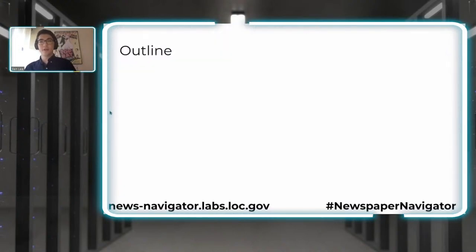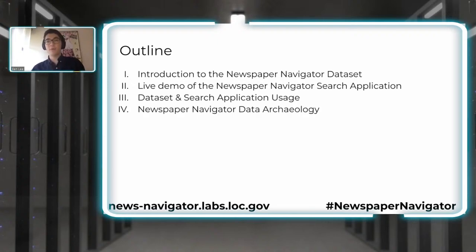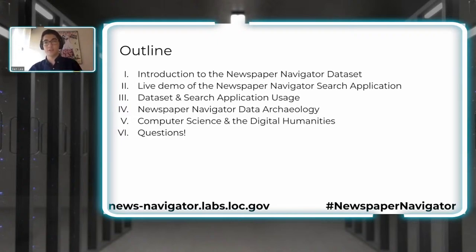So with that, let me go ahead and just give a quick outline of what the next 40 minutes or so will look like. My plan is to start with an introduction to Newspaper Navigator through the lens of the data set. Then I'll turn to the search application that we released for the project. And so I'll give a live demo. Then I'll turn to the data set and search application usage that we've seen thus far. I'll move toward, at this point, pivoting more toward a critical socio-technical lens for the project and talk about this data archaeology that I wrote. And then lastly, we'll broaden the scope and talk about Newspaper Navigator through the lens of computer science and the digital humanities. I think move this more downstream into canonical digital history type research. And with that, we'll turn it over to questions.